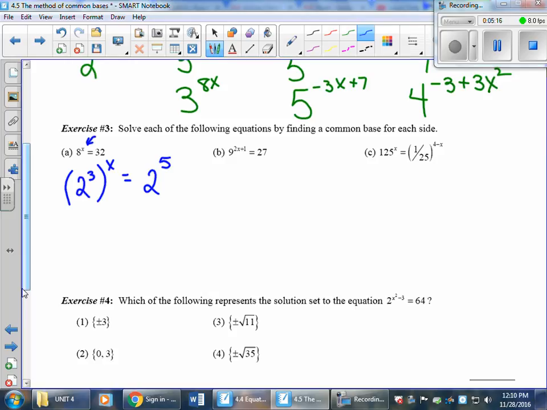All right, so now once you have the same base, you know the exponents have to be equal. And don't worry that it's a fraction. Many times it will be, because if it wasn't a fraction, it would be easy to solve.